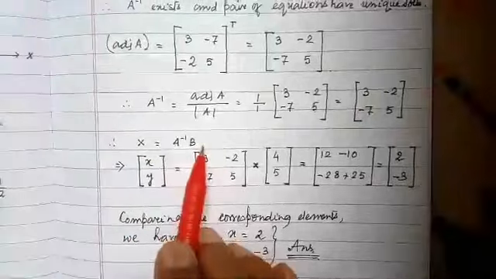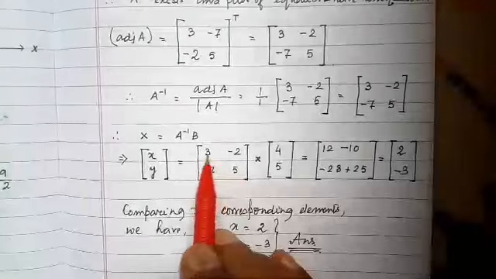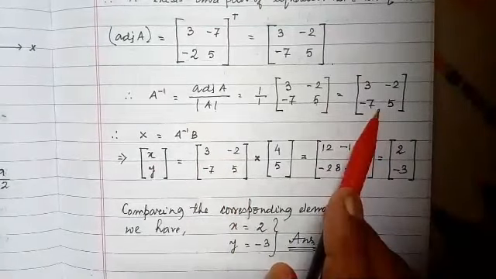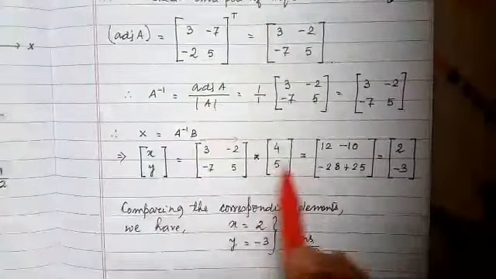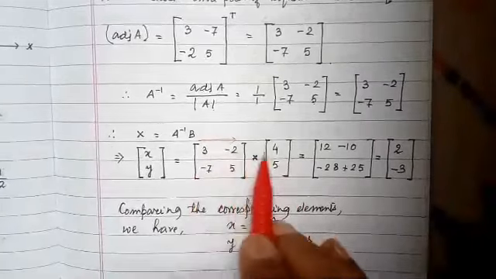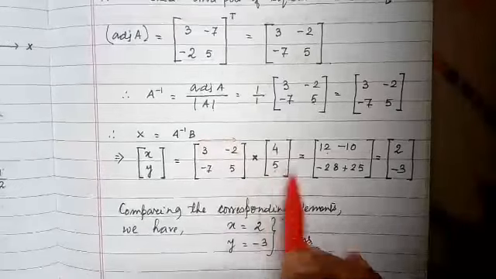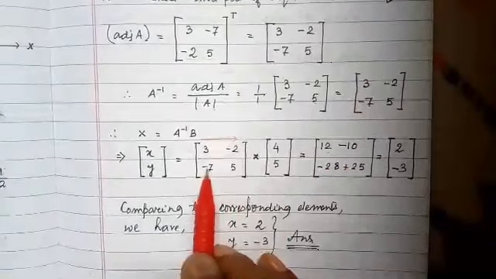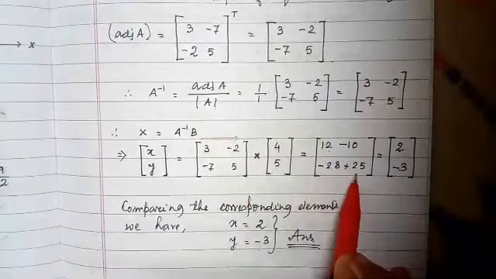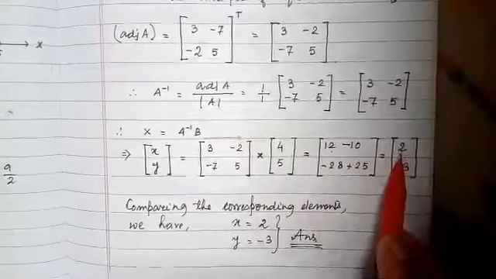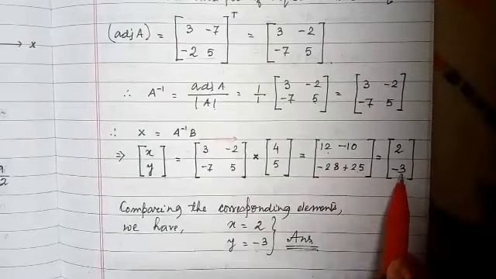Now X is equal to A inverse B. So X, meaning the column matrix x y, is equal to A inverse, as we have already determined, times B. Now let us multiply row into column. 3 into 4 is 12, minus 2 into 5 is minus 10. Minus 7 into 4 is minus 28, 5 into 5 is 25. So 12 minus 10 is 2, and minus 28 plus 25 is minus 3.